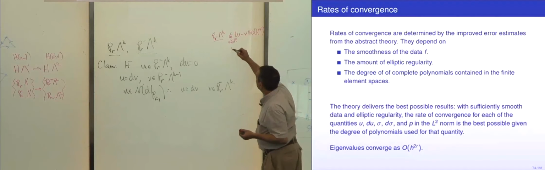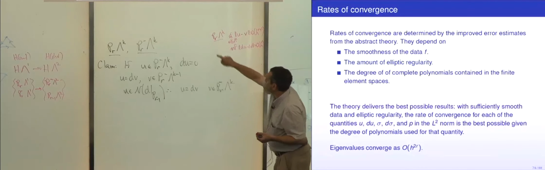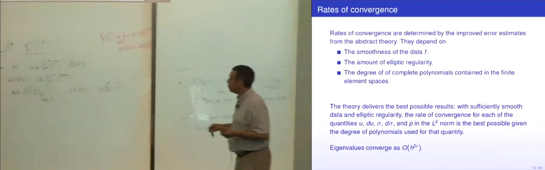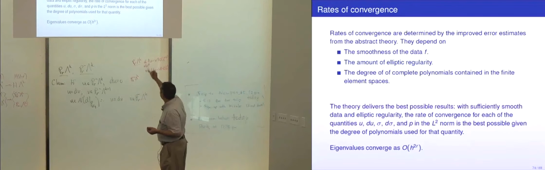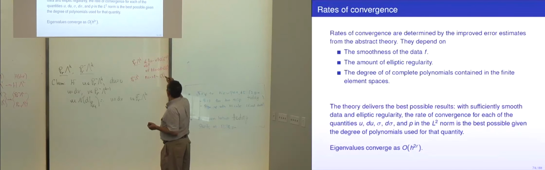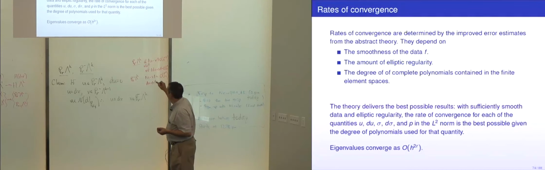And if we're looking at du minus dv, then it'll be order h to the r, because d of this only has complete polynomials of degree r minus 1. Well, if we're at PR minus lambda k, then the first one doesn't have the full polynomials of degree r, so this will be only order h to the r, not r plus 1. And du minus dv will also be order h to the r, because d of this space and d of this space are the same.